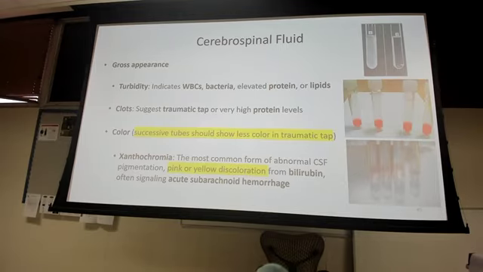All right, and this is just showing the appearance. This will also show up on your lab reports. We will let you know if it's turbid. If it's turbid, that indicates cases like white blood cells, bacteria in there, or high proteins or lipids. If it's clots, this could be from a traumatic tap, or it could be very high levels of proteins. And then the color, I know we had talked about this in block 2, about the successive tubes should show less color in a traumatic tap.